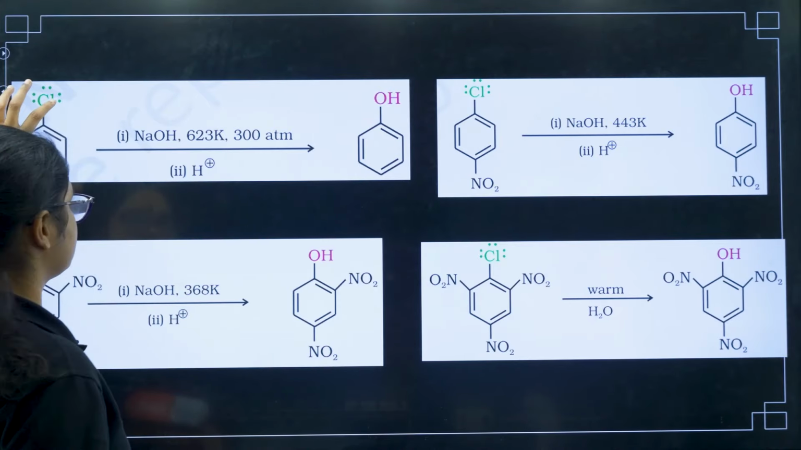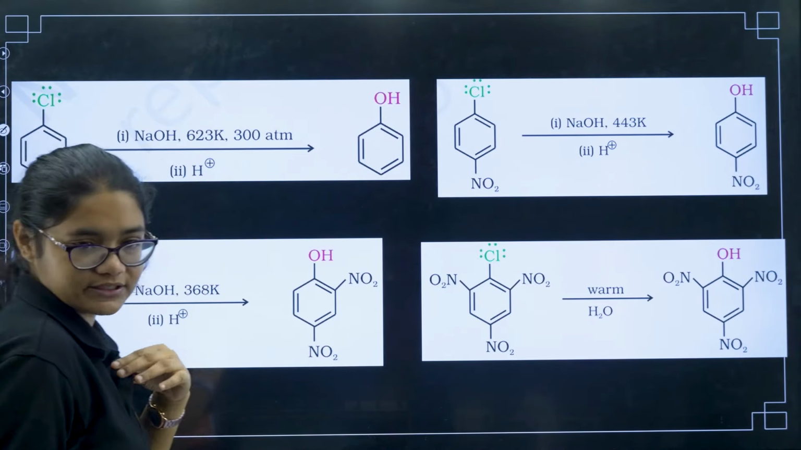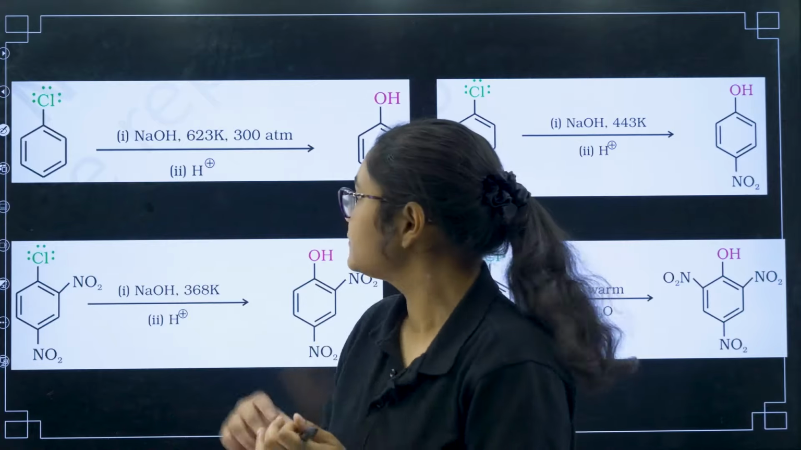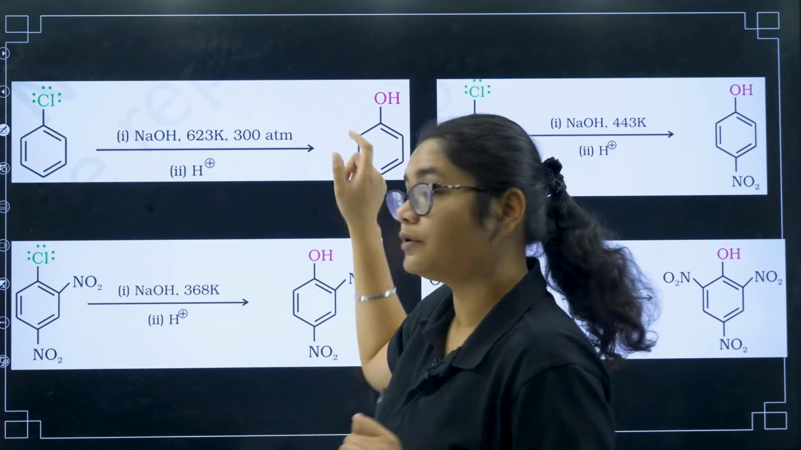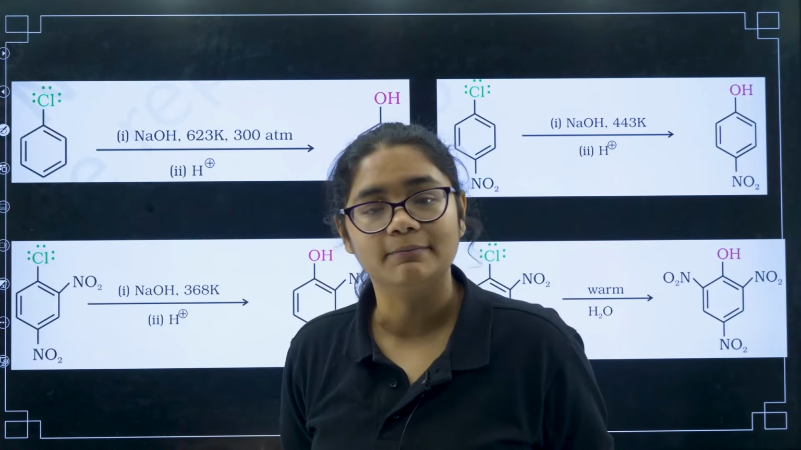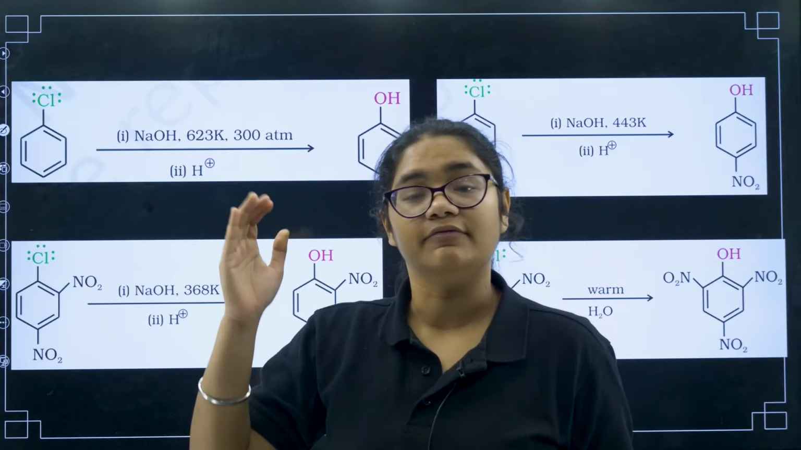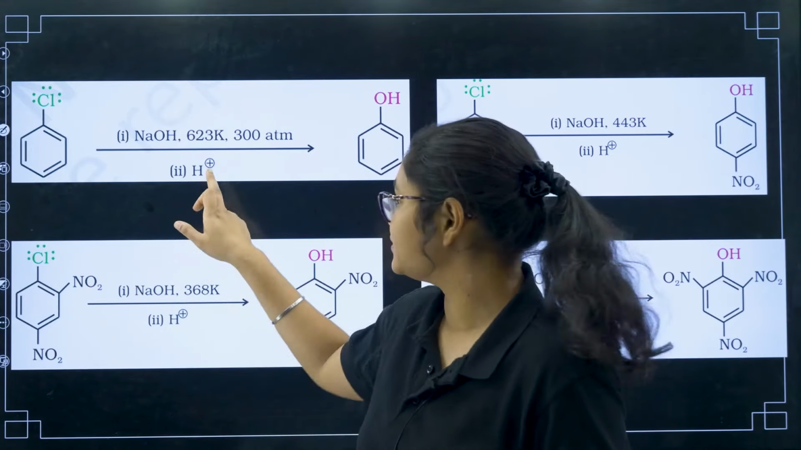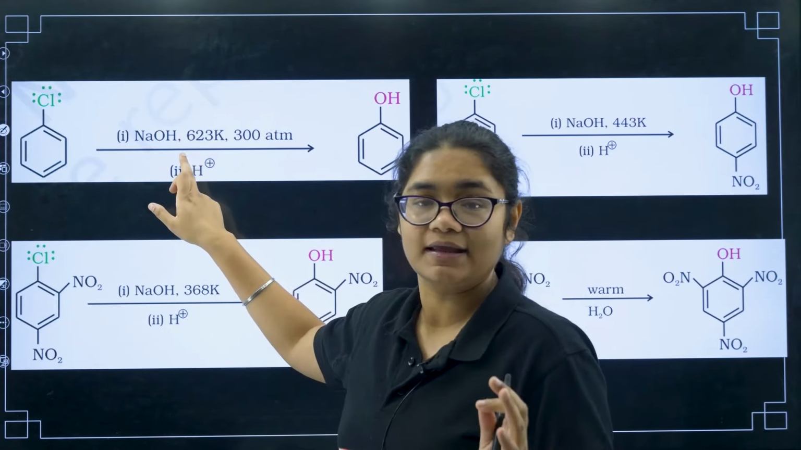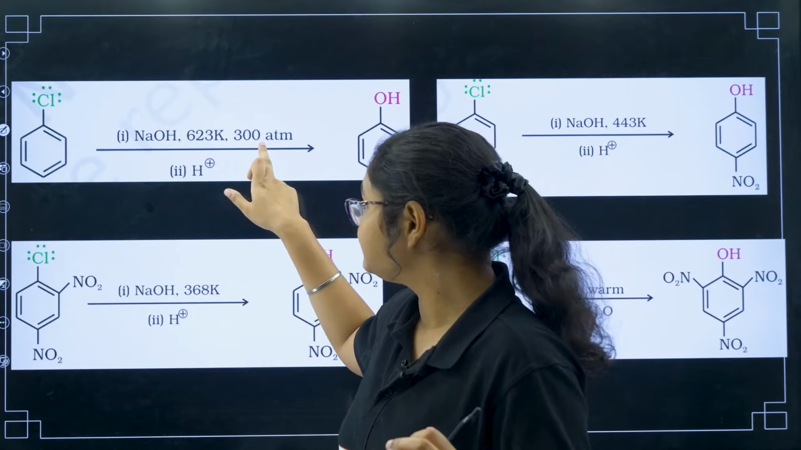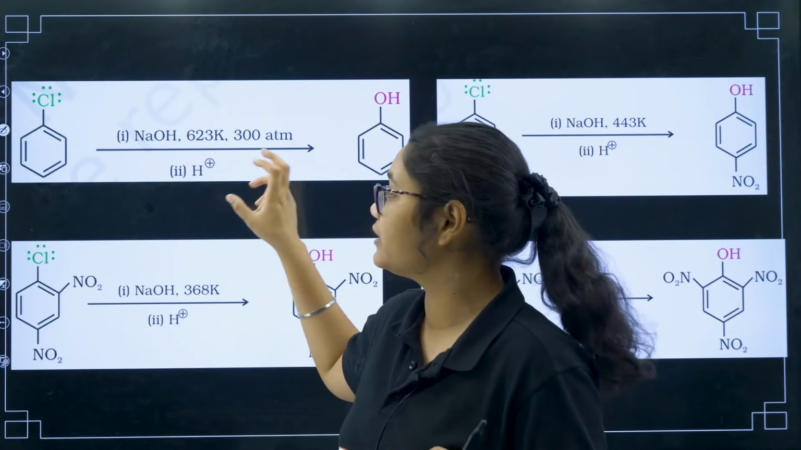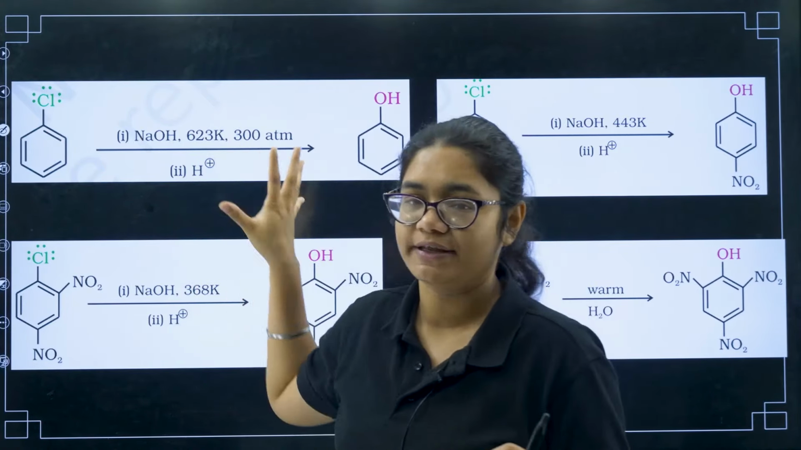You can see if I just take simple chlorobenzene and NaOH. Here the nucleophile is OH, and OH will replace Cl. So I told you it is very difficult. Then how is it happening, ma'am? It is happening at a very high temperature and pressure. You can see 623 Kelvin and 300 atm pressure. If you give that much, then only this reaction can happen.